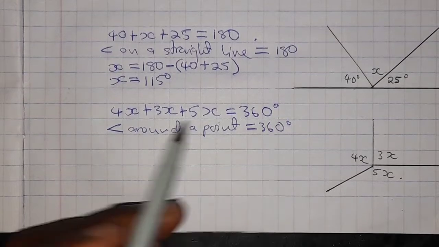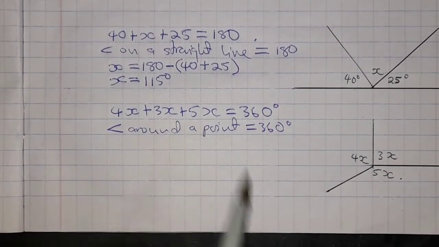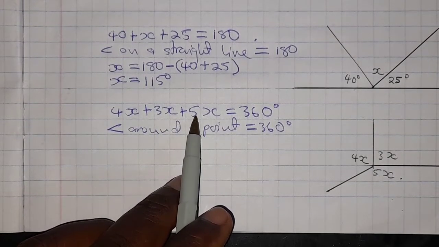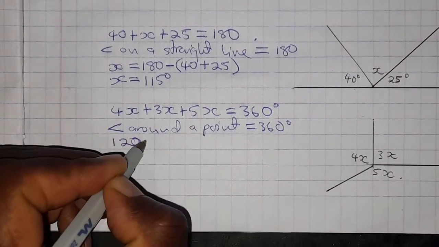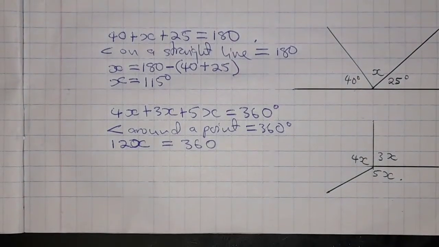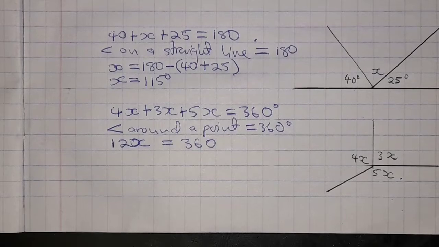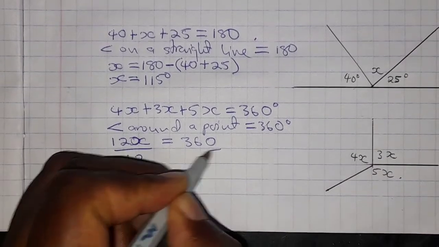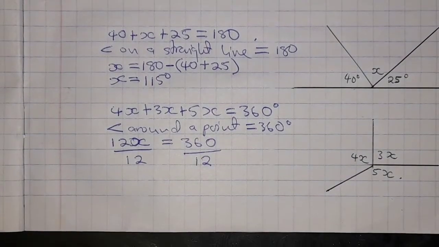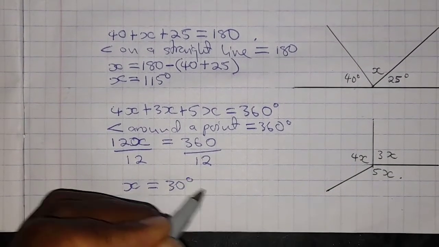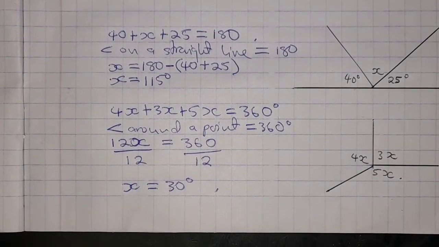So we solve for x in this equation. 4x plus 3x plus 5x. What do we get? 4 and 3 is 7, plus 5 is 12. It gives us 12x is equal to 360. And then how do you find the value of x there? We divide both sides by 12. So your x then is equal to 30 degrees.